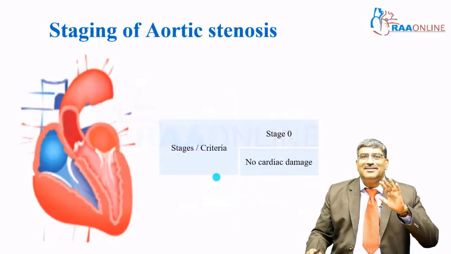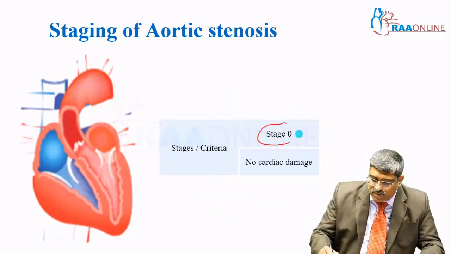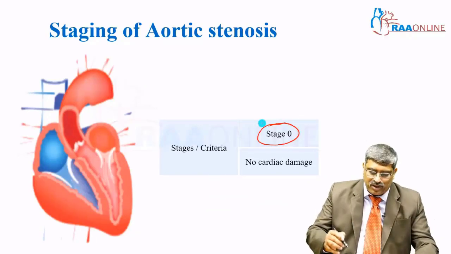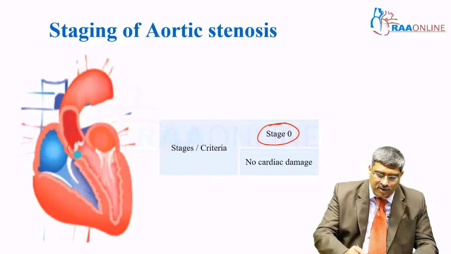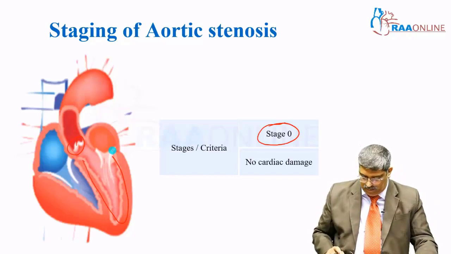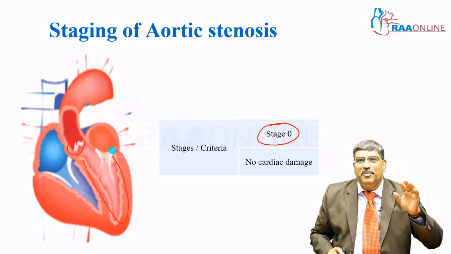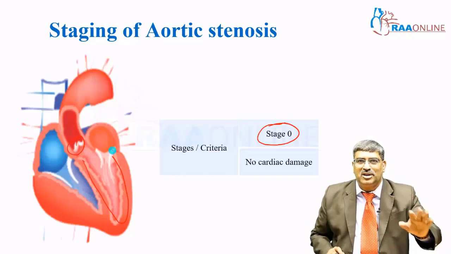Now coming to staging of aortic stenosis. Stage 0, where there is no aortic stenosis, your aortic valve and the left ventricle are absolutely normal. Here there might be certain factors which will increase your risk for aortic stenosis like hypercalcemia.